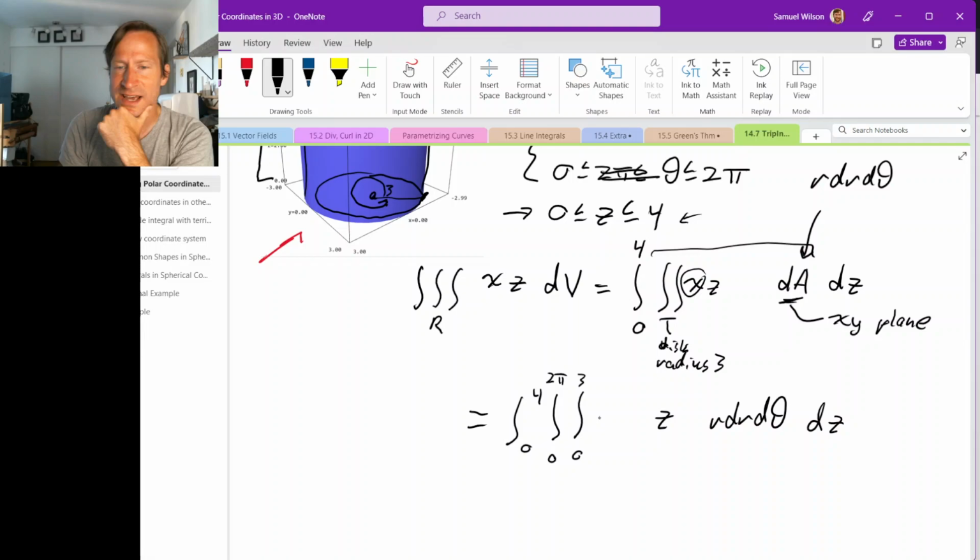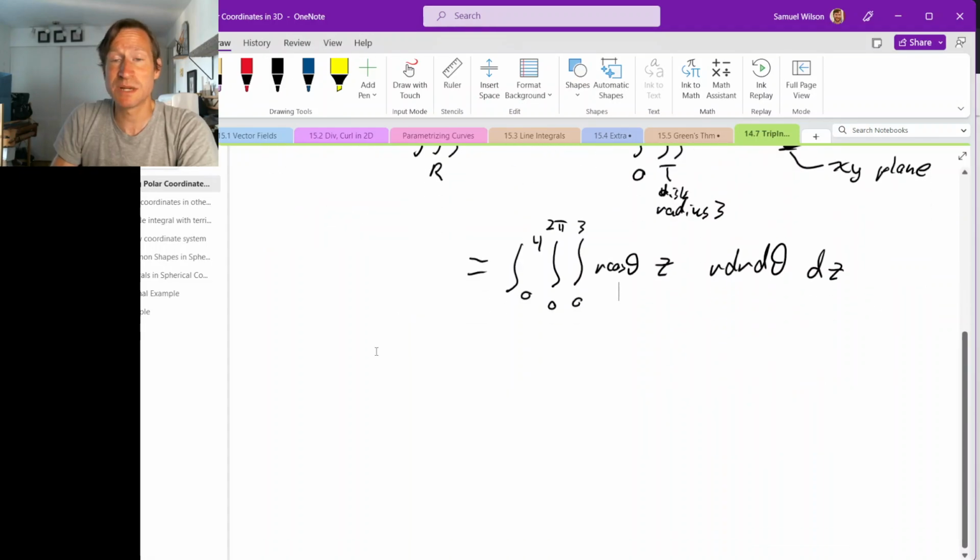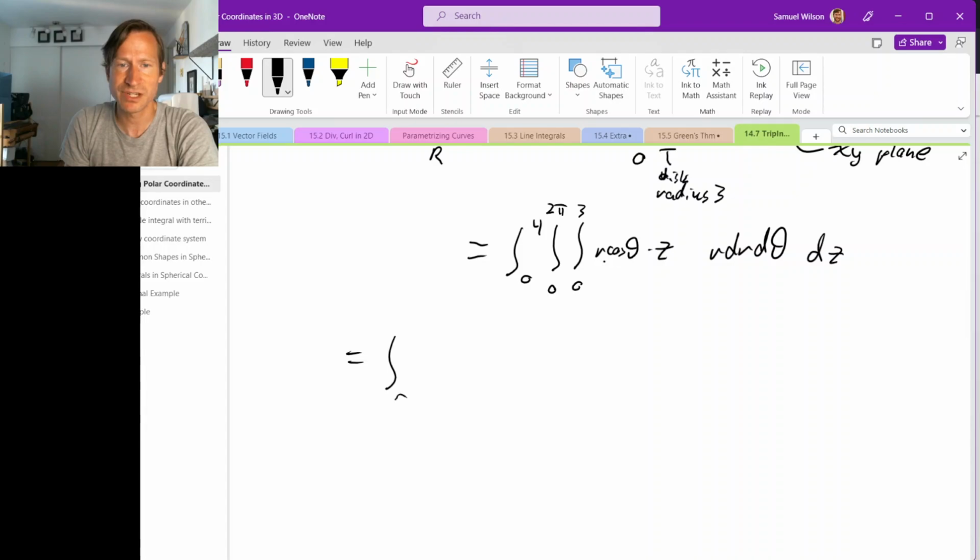All right. So we can evaluate this triple integral instead of the original one. This triple integral is especially nice because the integrand is a product of a function of r, a function of theta, and a function of z, and all of the bounds are constants. So we can split this up into 3 different integrals, one for each coordinate. So the integral from 0 to 4 of z dz times the integral from 0 to 2 pi of cosine theta d theta times the integral from 0 to 3 of r squared dr.